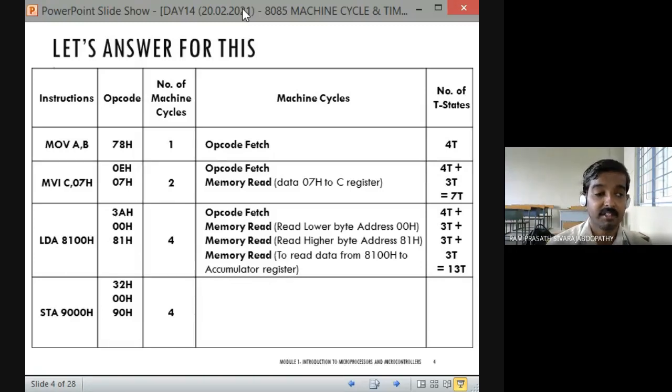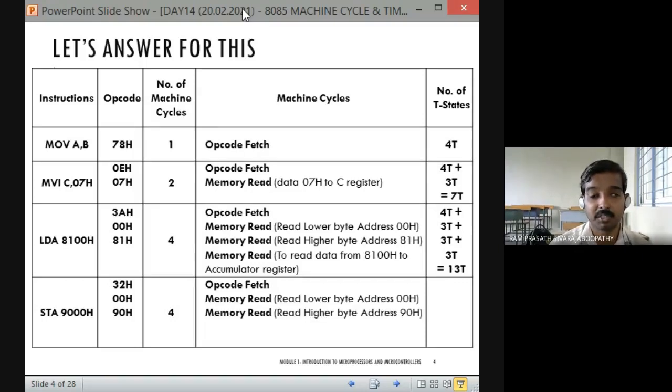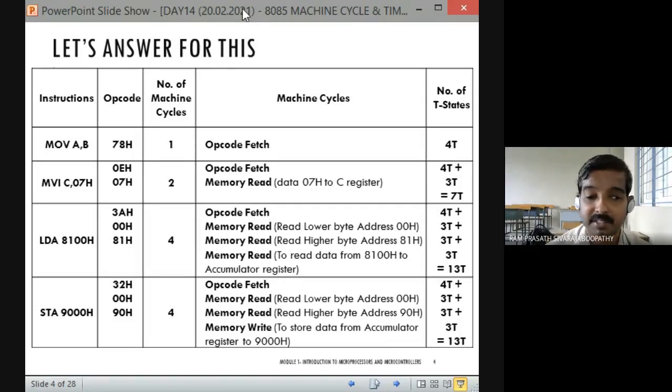See, reading 3 bytes doesn't complete the execution of the instruction. So it needs one more machine cycle. For what? Opcode fetch, memory read, memory read. What about the last one? It has to write the data in the accumulator to memory. So what kind of operation? Very good, Anthony Surya. Memory write cycle. So here also it takes 13 T states: 4 plus 3 plus 3 plus 3. Very good.